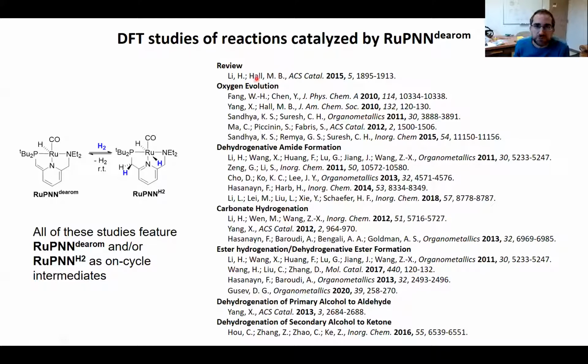So there's a review from Mike Hall's group, several studies on this catalyst, which was reported in Science for oxygen evolution, dehydrogenative amide formation, hydrogenation of carbonate esters, regular esters and the dehydrogenative formation of esters, and then a couple of other related reactions. What I want to emphasize here is that in all of these studies, these two species are, or at least one of them is, used as an on-cycle catalytic intermediate. And in many cases, the reaction of the dearomatized complex with hydrogen to make this dihydride, or the reverse if we're doing a dehydrogenation, is a key step in the catalytic cycle.